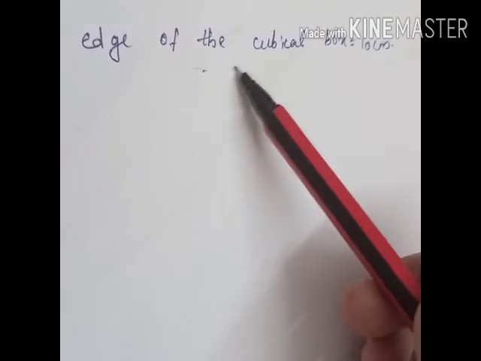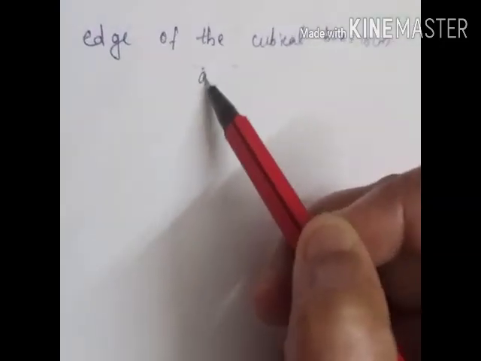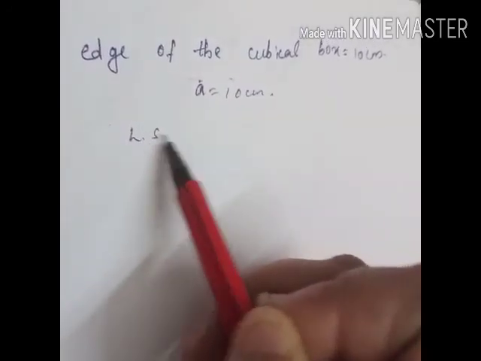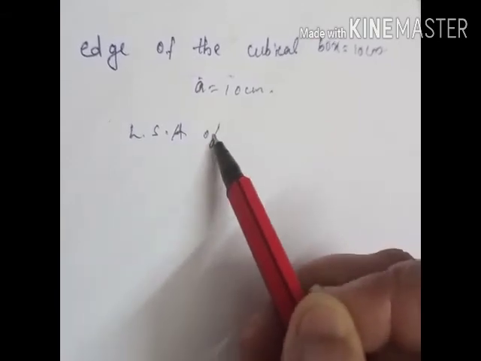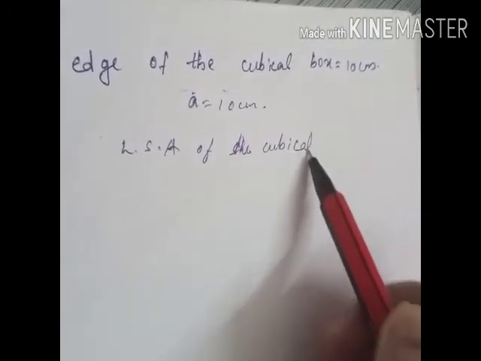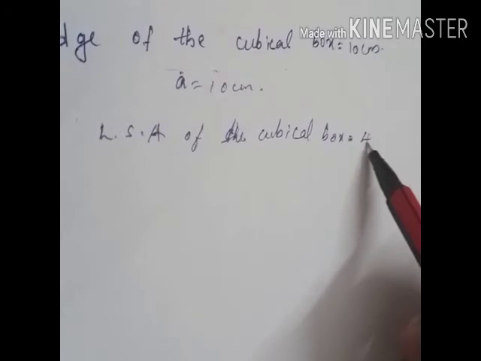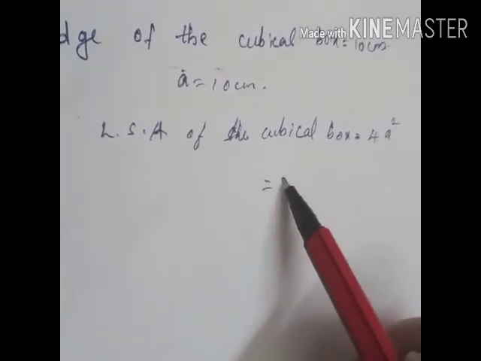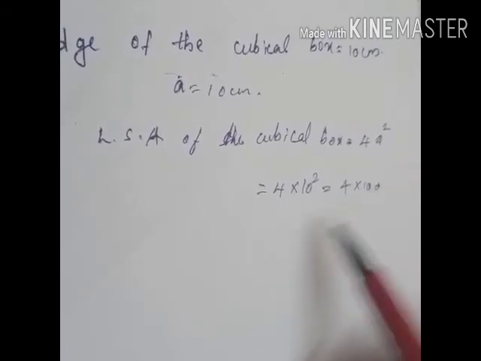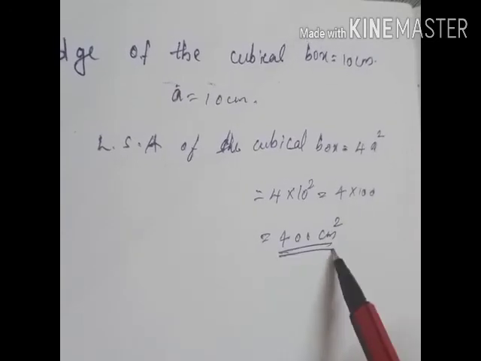Edge of the cubical box is given as 10 centimeter in the question. So a equals 10 centimeter. And we have to find LSA of the cubical box first. What is the equation of LSA of the cubical box? That is 4a square. So that is equal to 4 into 10 square. That is 4 into 100 equals 400 centimeter square.